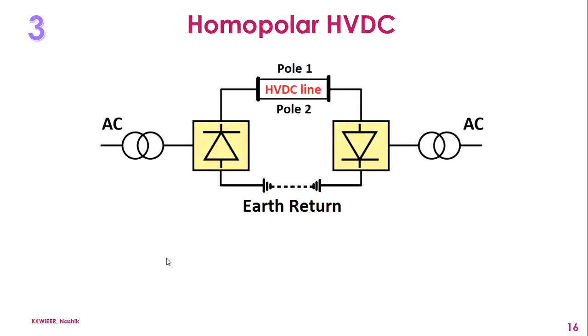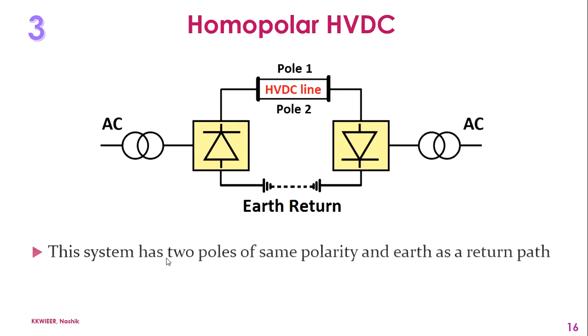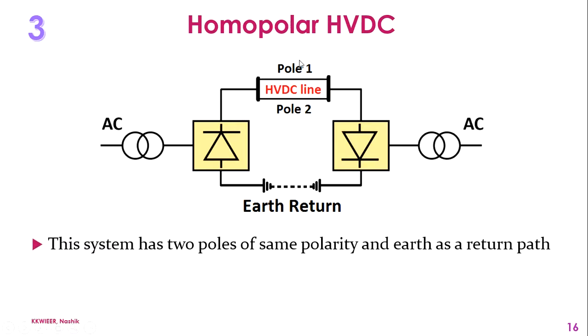Now we will see homopolar HVDC. So this is a block diagram for a homopolar high voltage DC transmission line. In this case, the system has two poles, pole 1 and pole 2, of the same polarity and earth as a return path.